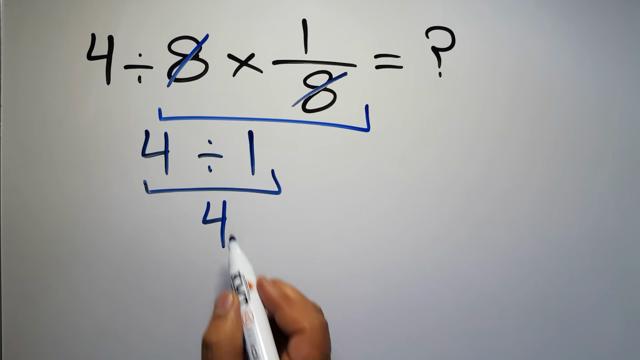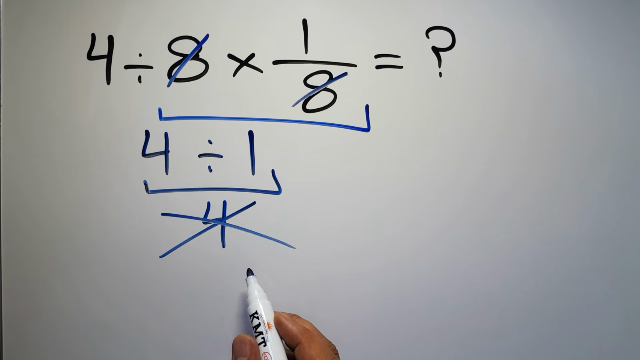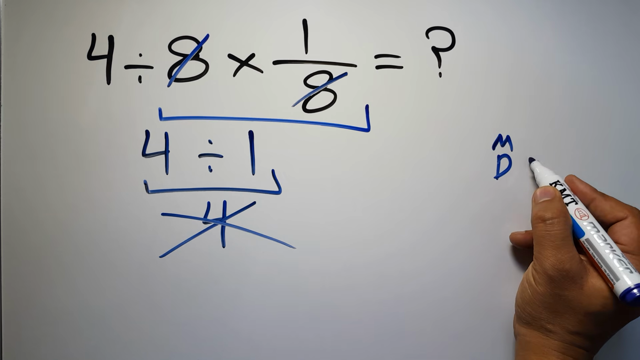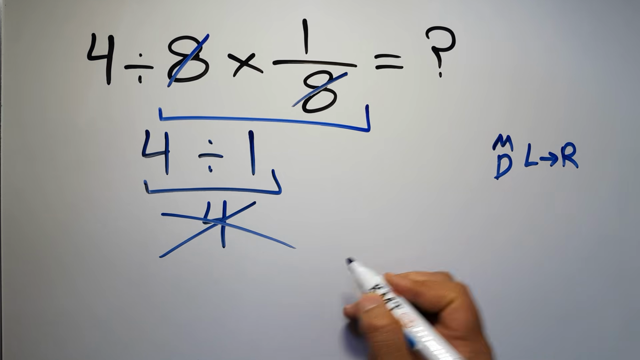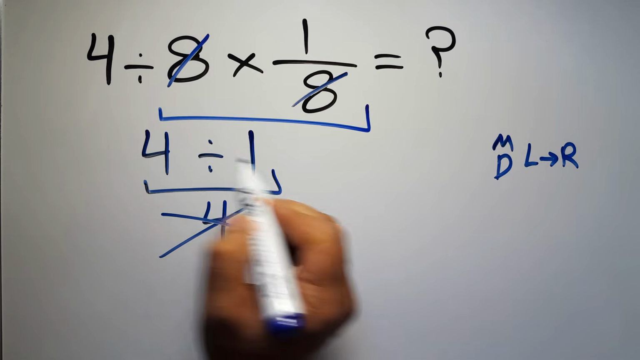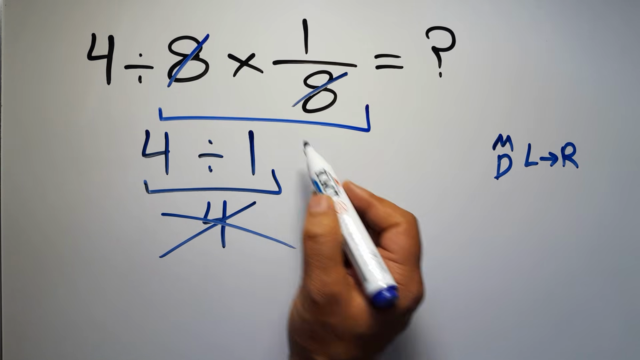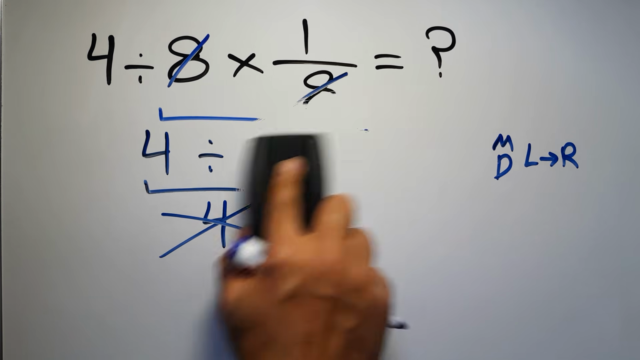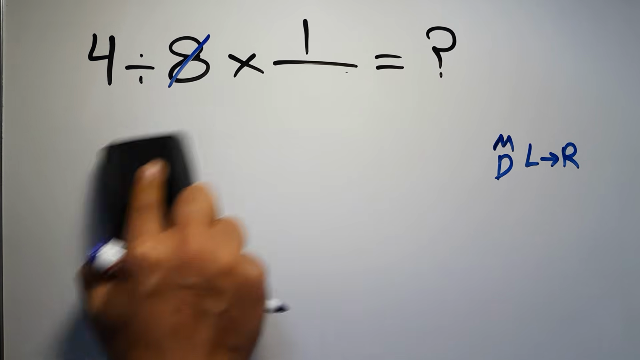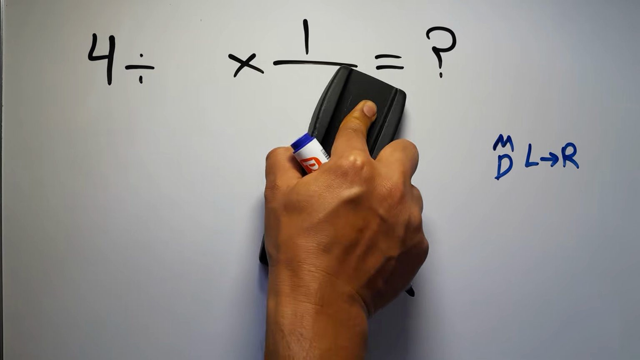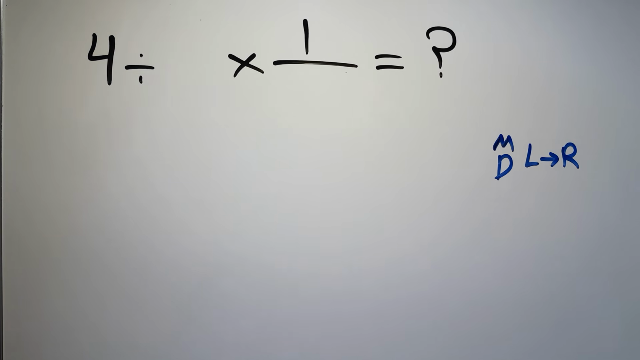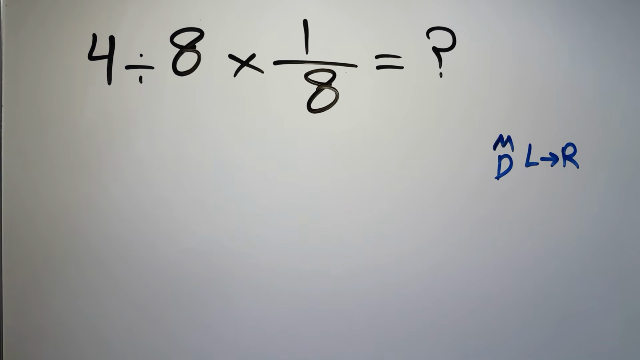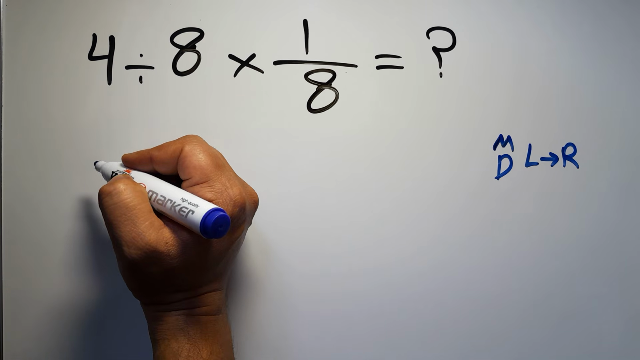But this answer is not correct, because according to the order of operations, multiplication and division have equal priority, and we have to work from left to right. So here first we have to do this division, then this multiplication. If we do this multiplication before this division, it is wrong. So first we have to do this division.